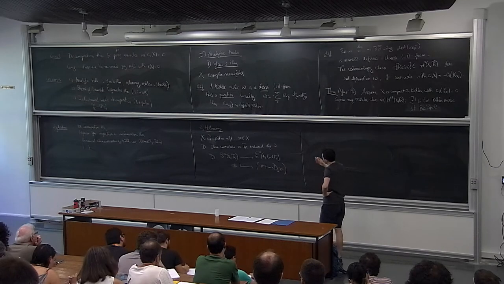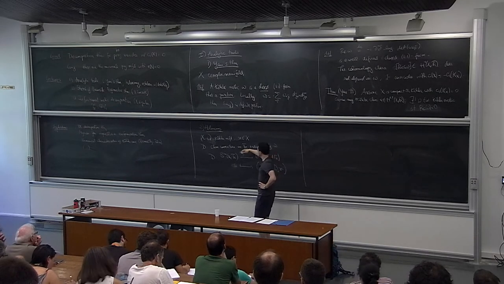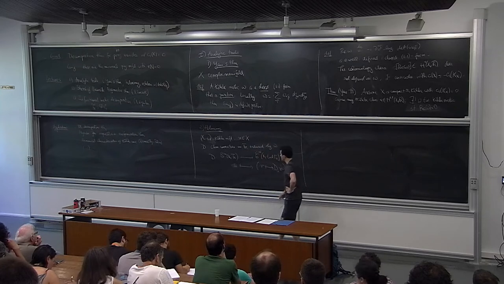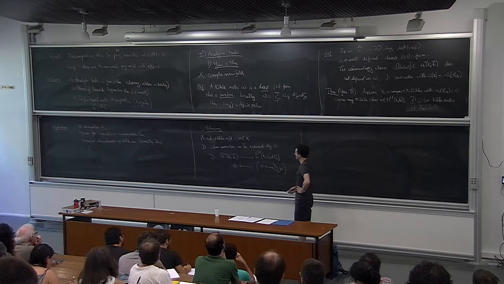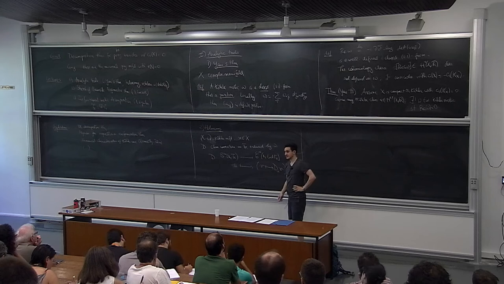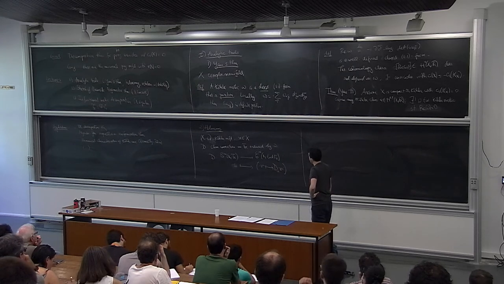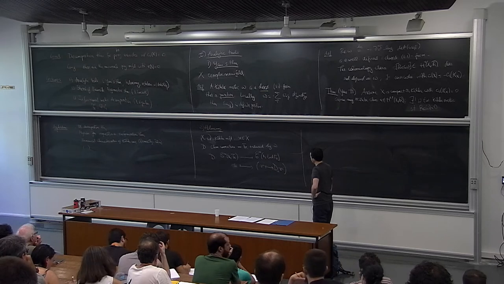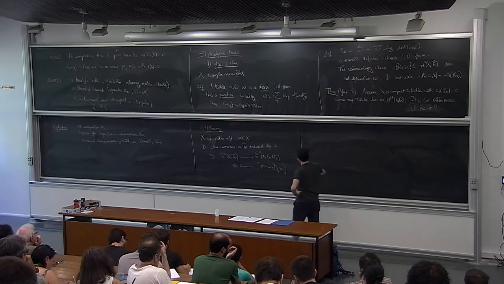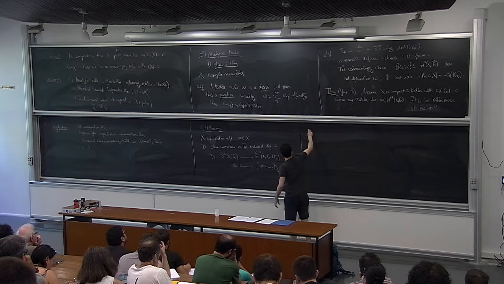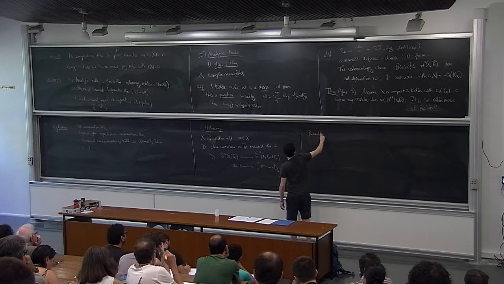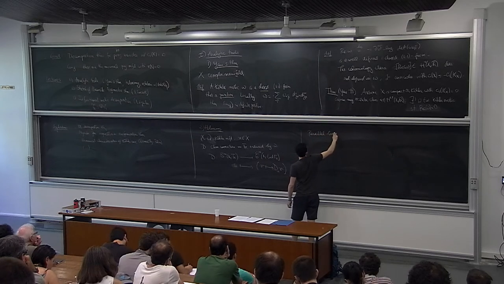So once you have that, you also have a connection. That's on Tx, but everything is functorial. So D also induces connections on any tensor power of Tx, and I'll still denote that connection by D. All right, so in order to define a holonomy, I need to explain what a parallel transport is. I'll do that very briefly.